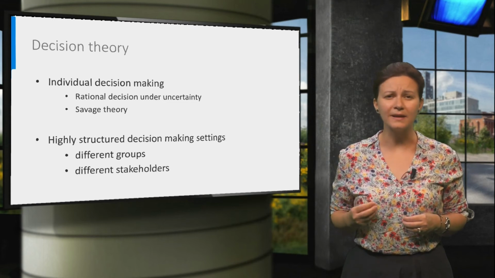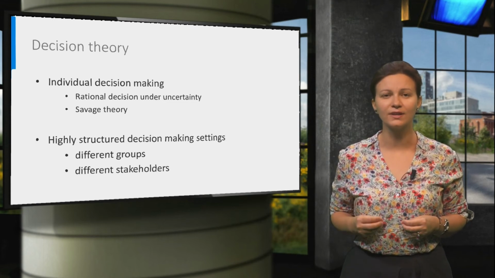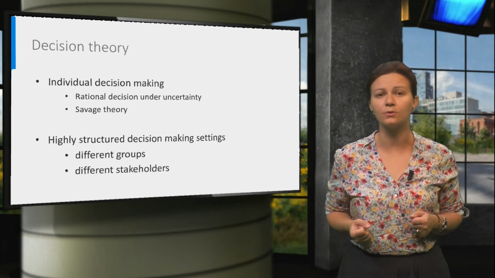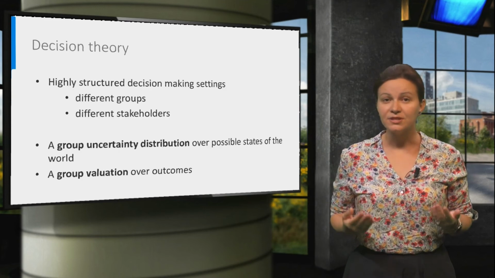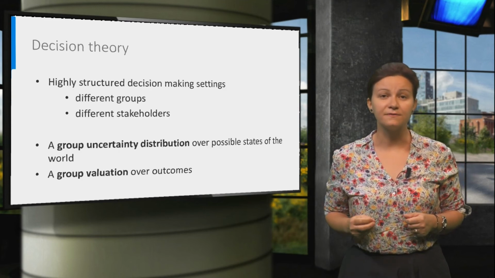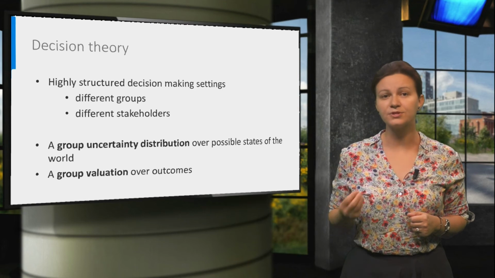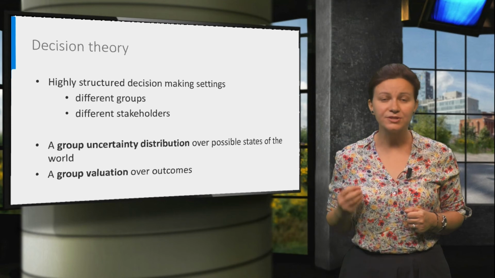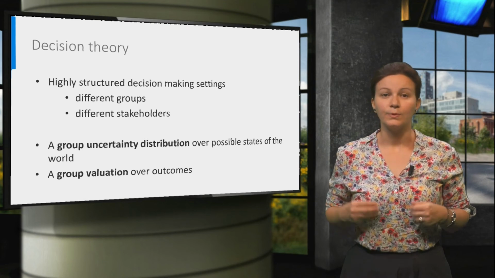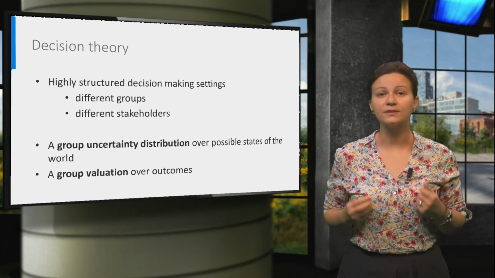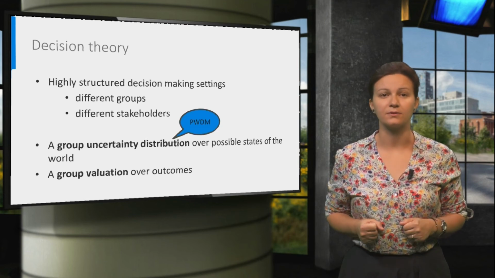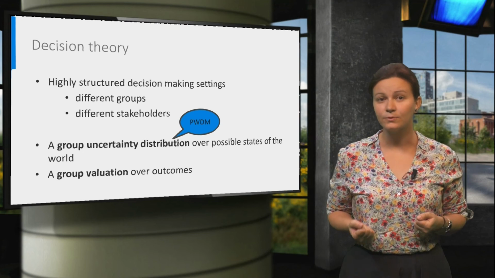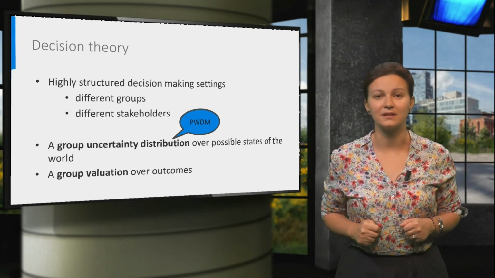Dealing with highly complex and structured decision-making settings involves taking into account the opinion of different groups and different stakeholders. The decision-making model involves then specifying a group uncertainty distribution over possible states of the world, as well as a group valuation of the outcomes. We have seen how to obtain the group uncertainty distribution using the classical model. That is just the distribution of the best performing decision maker, which is usually the performance-based decision maker.